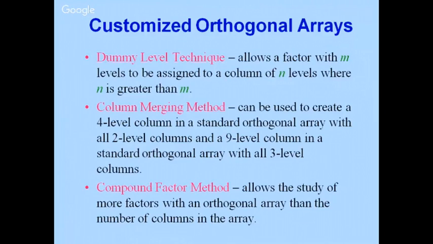And lastly, we have the compound factor method. It allows the study of more factors with an orthogonal array than the number of columns in that array. But this method is better avoided. You better go in for a higher order standard orthogonal array, because this needs a number of calculations. Unless you have thorough knowledge of this method, it may lead to error in results. Okay.